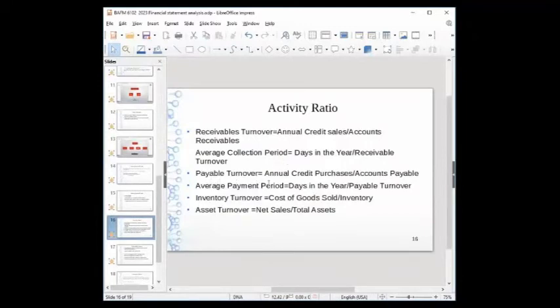Now, for the payable turnover, you use the annual credit purchases divided by accounts payable. And the average payment period is the days in the year divided by the result of the payable turnover. While the inventory turnover is the cost of goods sold divided by inventory, and the asset turnover is equal to the net sales divided by the total assets.